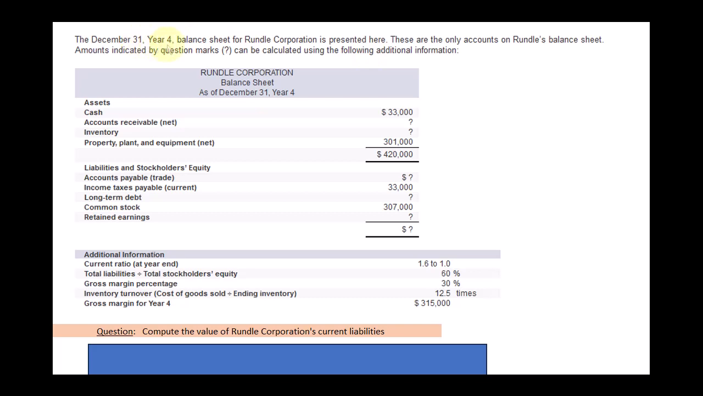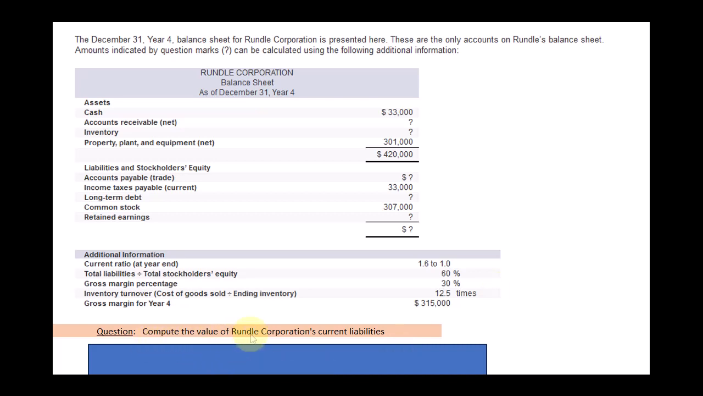December 31, year 4 balance sheet for Rundle Corporation is presented. These are the only accounts on their balance sheet, and amounts indicated by a question mark can be calculated using the information provided. Okay, so we have some information about its assets, some information about its liabilities and equity, and then we have additional information about its current ratio, its ratio of liabilities to stockholders' equity, and some other values. But in this example, we're only concerned with tackling this question.